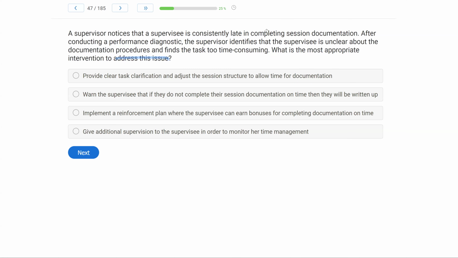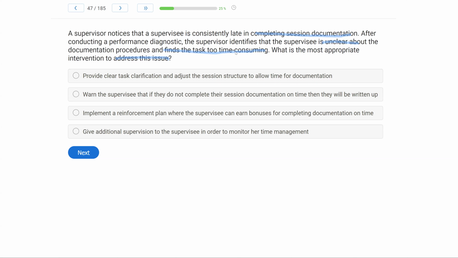We know that the supervisee is not completing their documentation on time, which is a problem. But after an assessment, because this is a personnel management training question, the supervisor finds that the supervisee is unclear about the procedures and finds the task too time-consuming. So that's what we want to address here. And how are we going to do that? A, provide clear task clarification and adjust the session structure to allow time for documentation. Yeah, parsimonious answer, right? Very simple, very straight to the point. It tackles the issue directly.